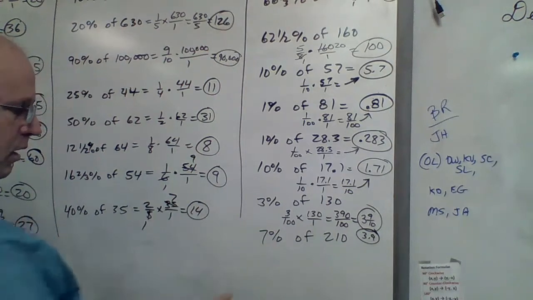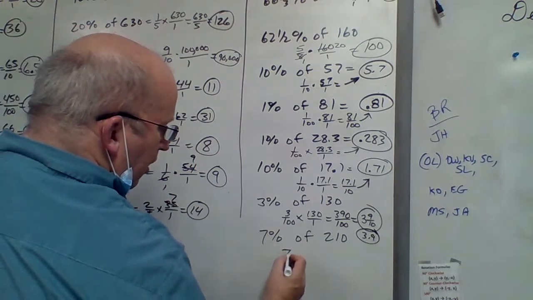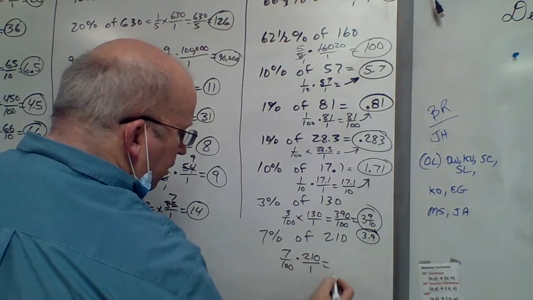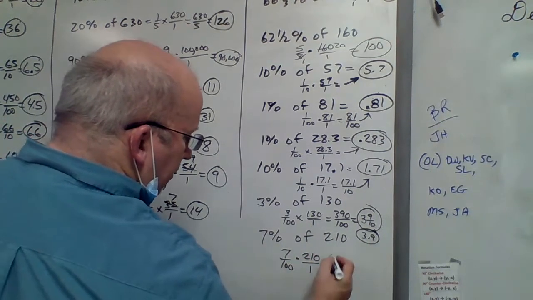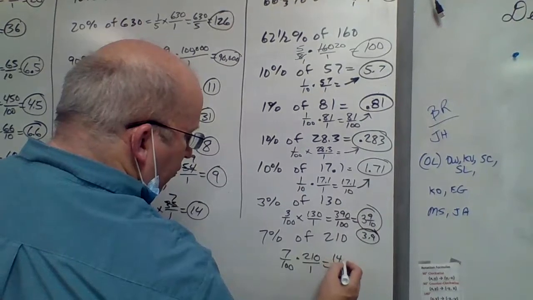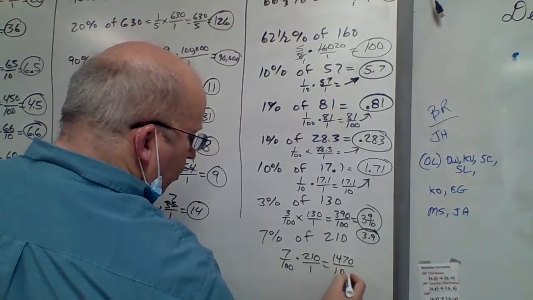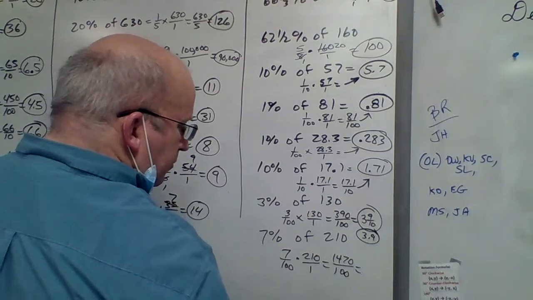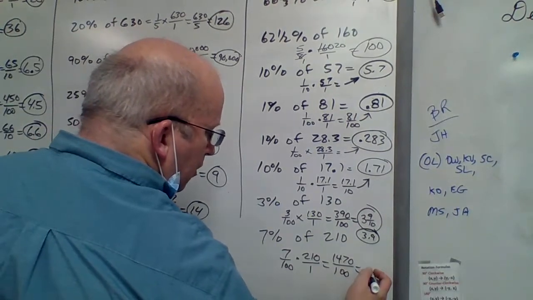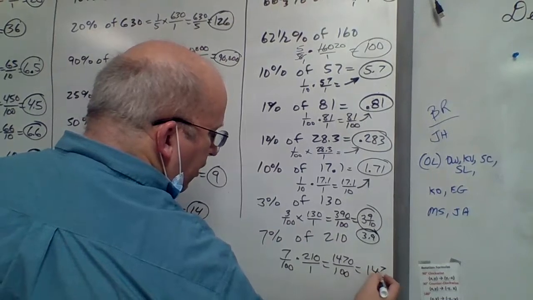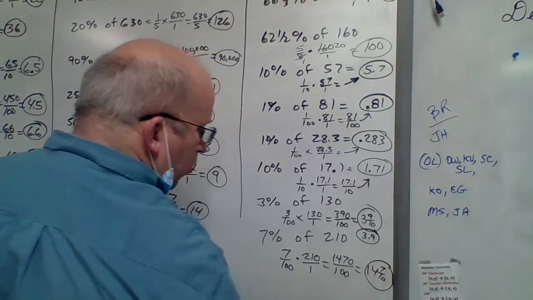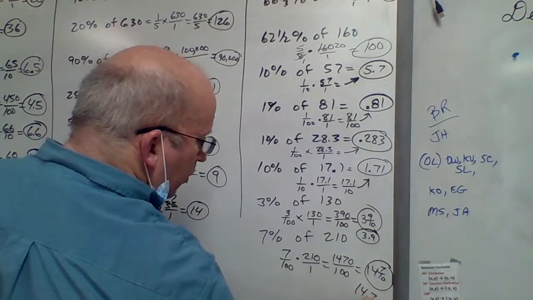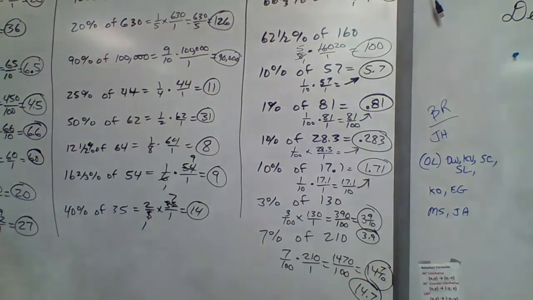And finally, our last problem, 7% of 210. How about 7 hundredths times 210 over 1? And we would get a really big number, 1,470 over 100, which simplifies down to, let's see, 14 7/10 is one way to say it. Or we could say it as 14.7 when we did the long division.